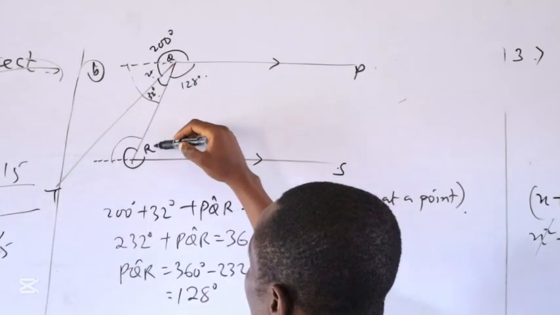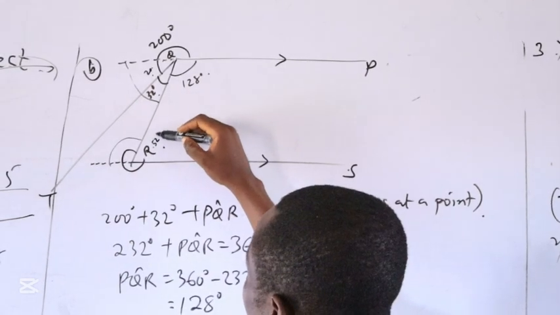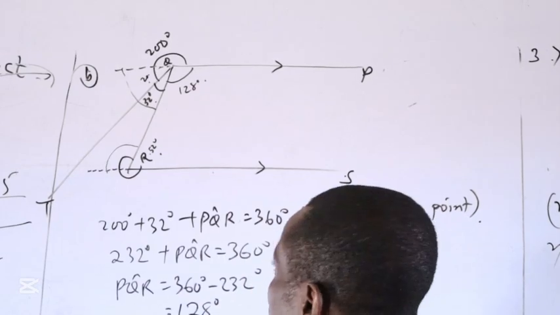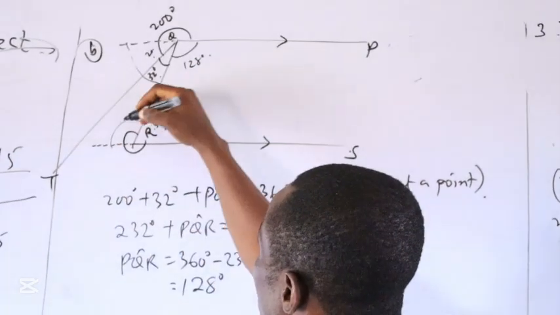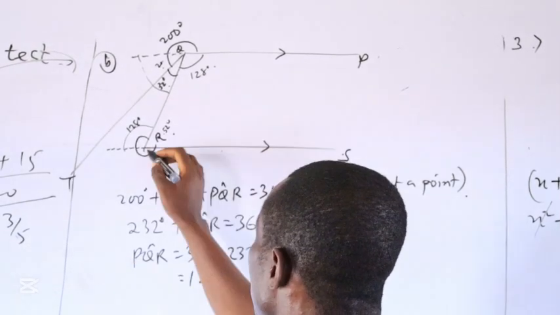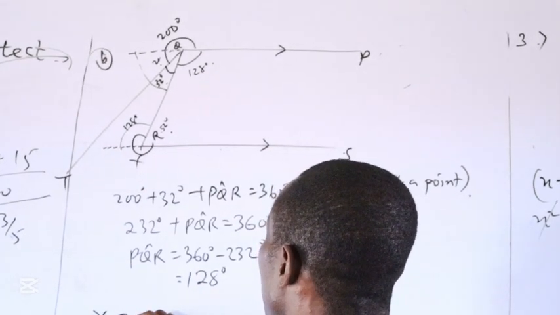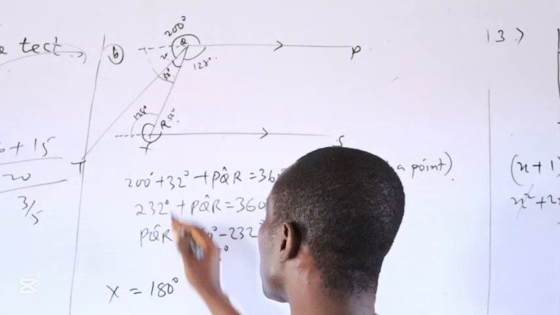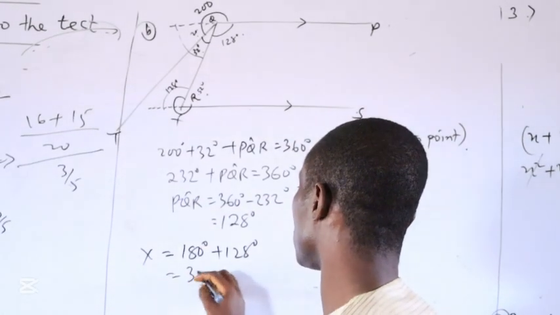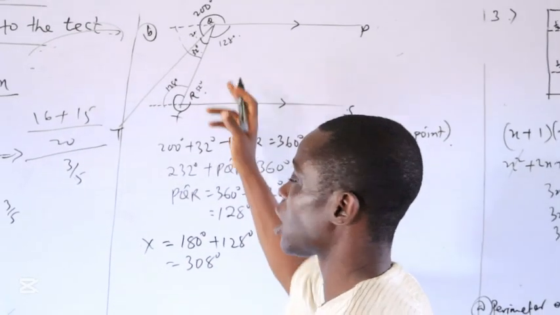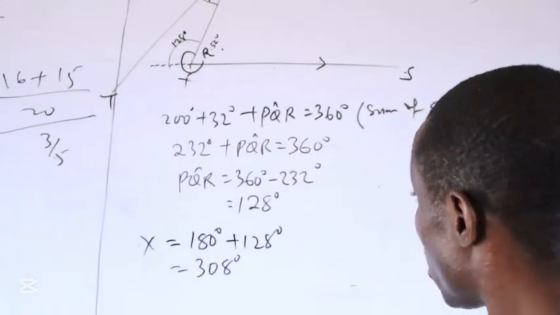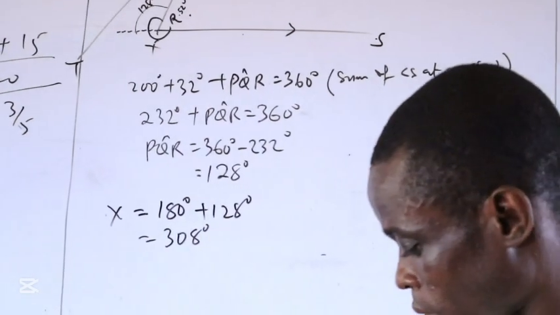This is 52, this place is also 52. Are you there now? So you can remove 52 from 360, or you can say 180 plus 128. Still the same thing. X, okay, this is x. X is now equal to 180, angle on a straight line, plus 128, and that is what? 308. Or you better subtract 52 from 360 to get that 308 degrees. Is that clear?